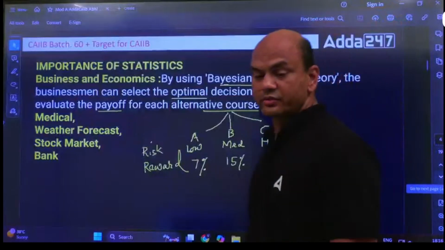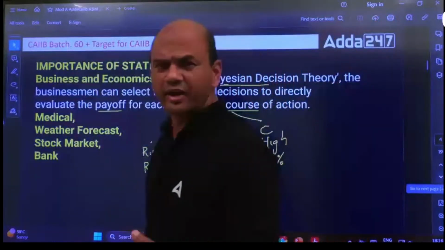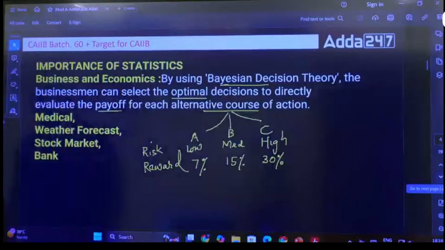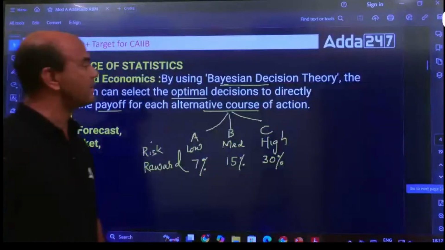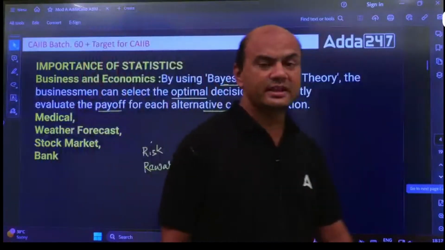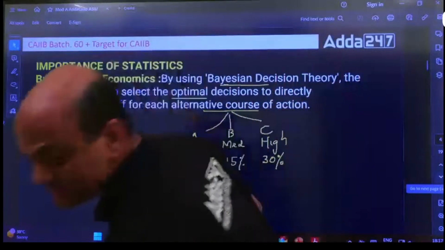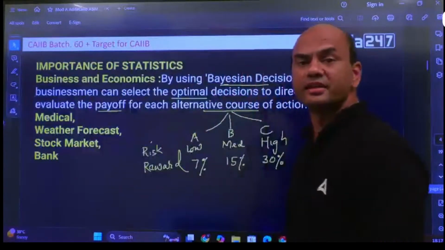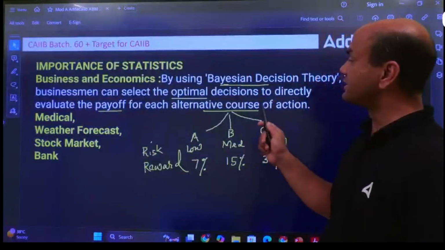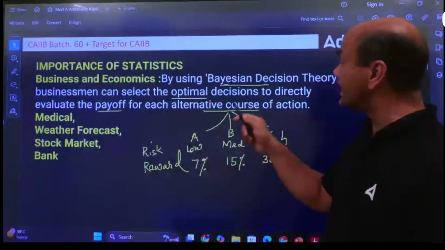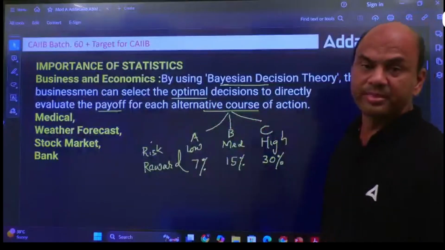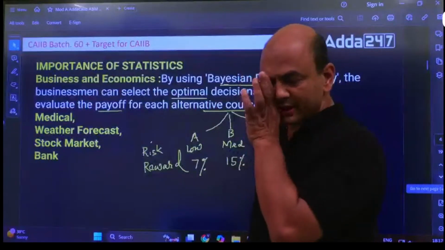Importance of statistics. What is the importance? Why should we have statistics? Look at this, read this. What's the use? First read it, everyone. By using Bayesian decision theory, the businessman can select the optimal decisions to directly evaluate the payoff of each alternative course of action. Now see here, firstly understand where is statistics used.